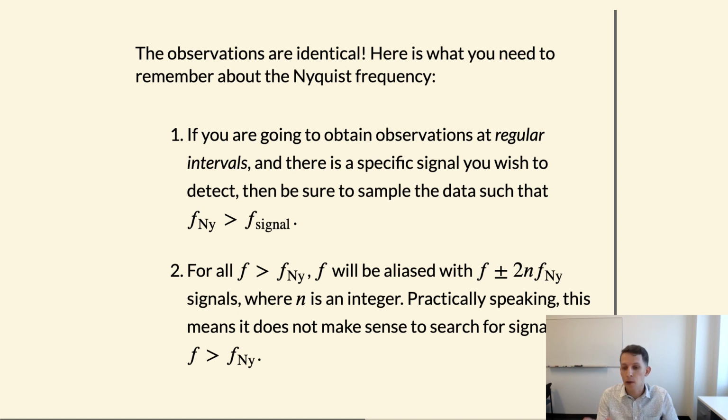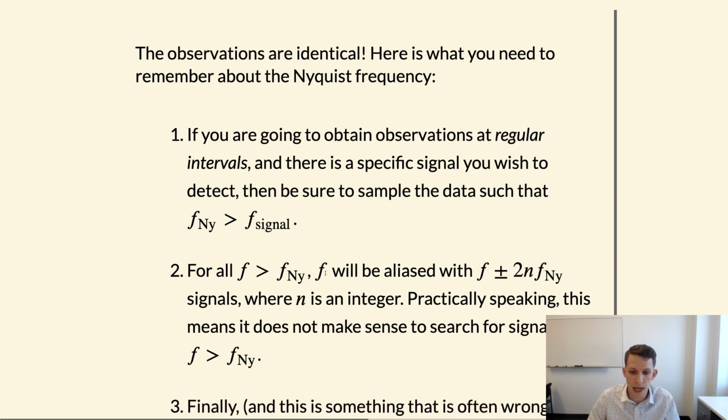And in the previous example, the Nyquist frequency was 1, which is why we did f plus 2, so 0.7 plus 2. Practically speaking, this means it doesn't even make sense to bother searching for any signals with f greater than the Nyquist frequency. Okay? But there's one more thing, one more saving grace.